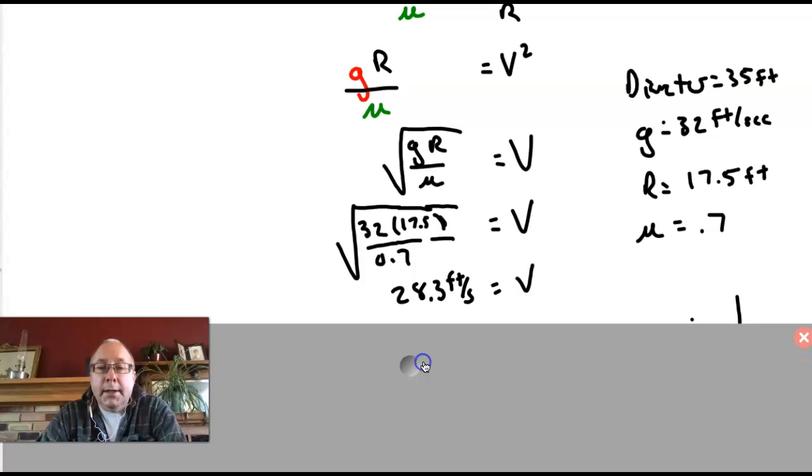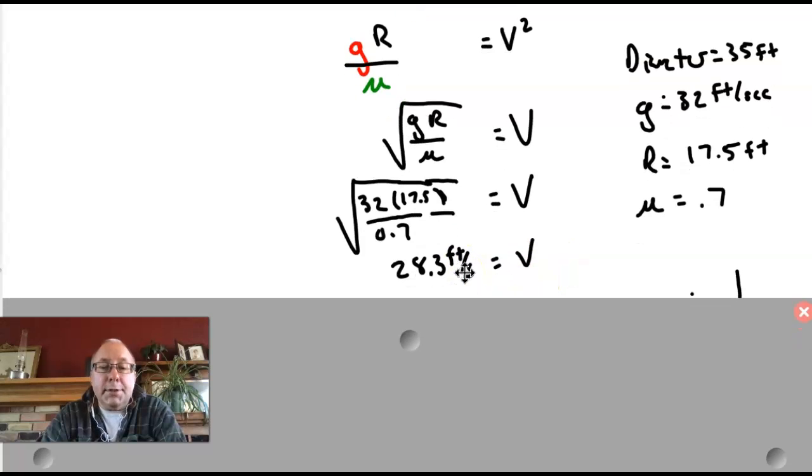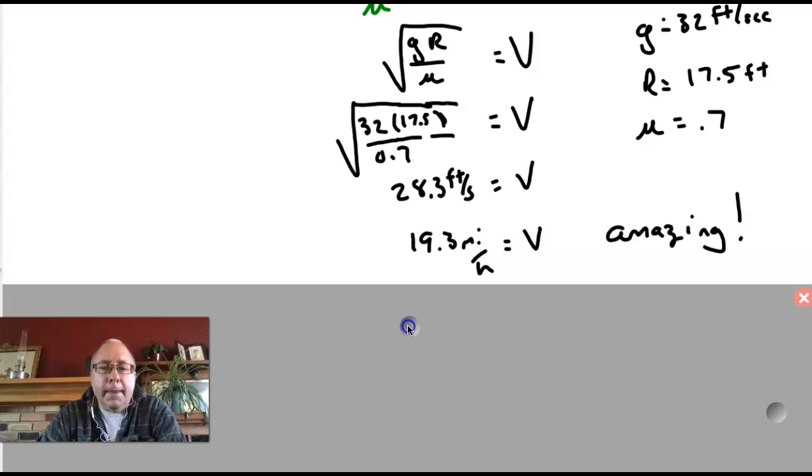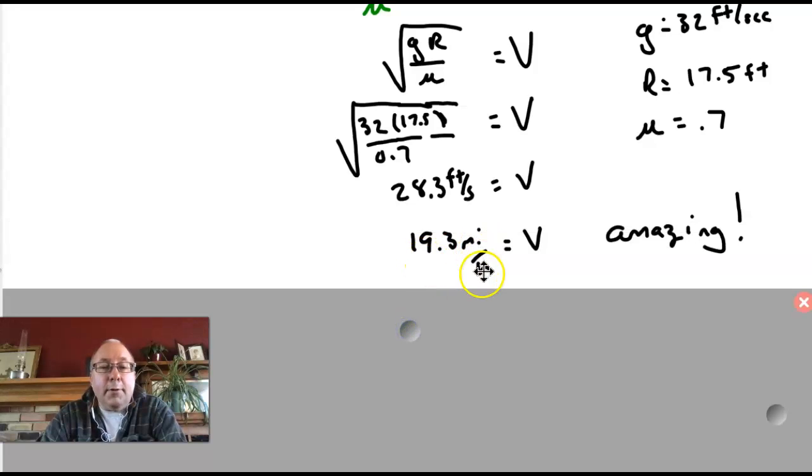And so I'll substitute in my assumption. So I assume, again, a diameter of 35 feet. We use g in English units again. R is 17 and a half feet and mu is 0.7. And we come up with a velocity of 28.3 feet per second. So what would that say on our speedometer? Well, here we go. 19.3 miles per hour is all you would need so that you could ride on that wall. I think that's pretty amazing myself.